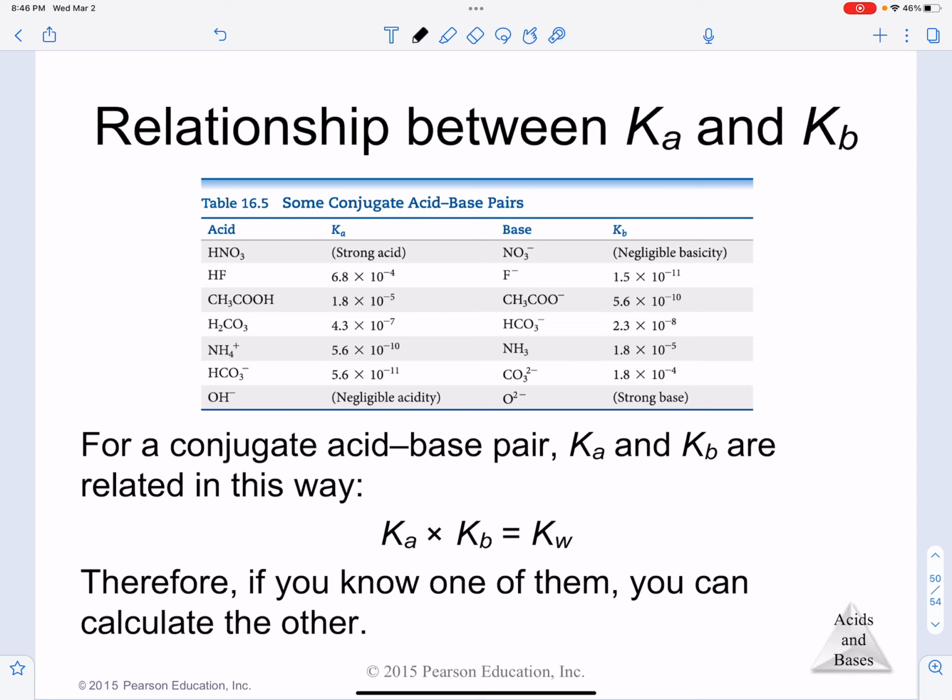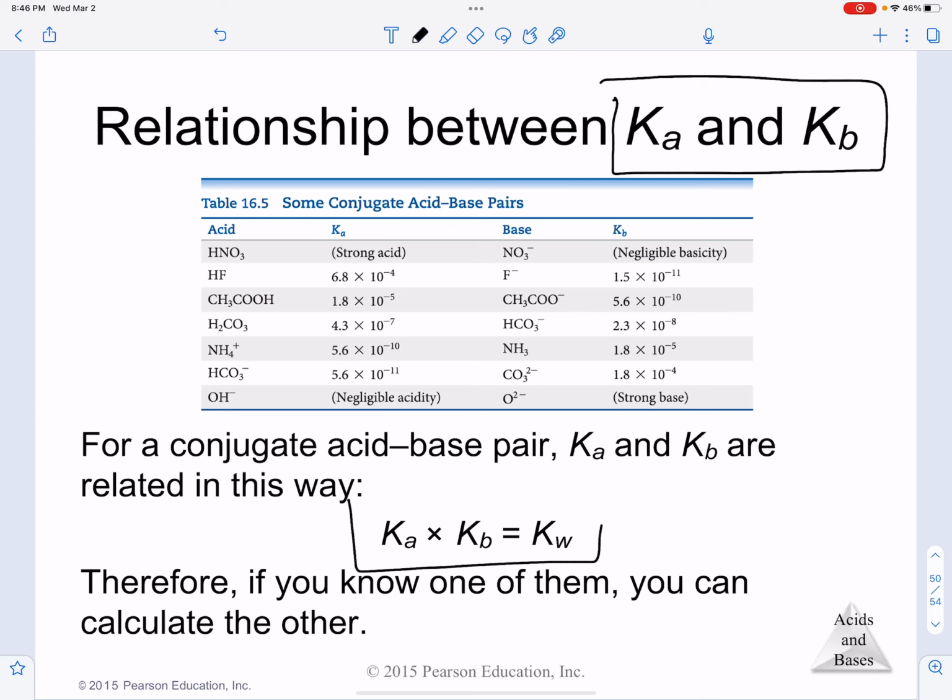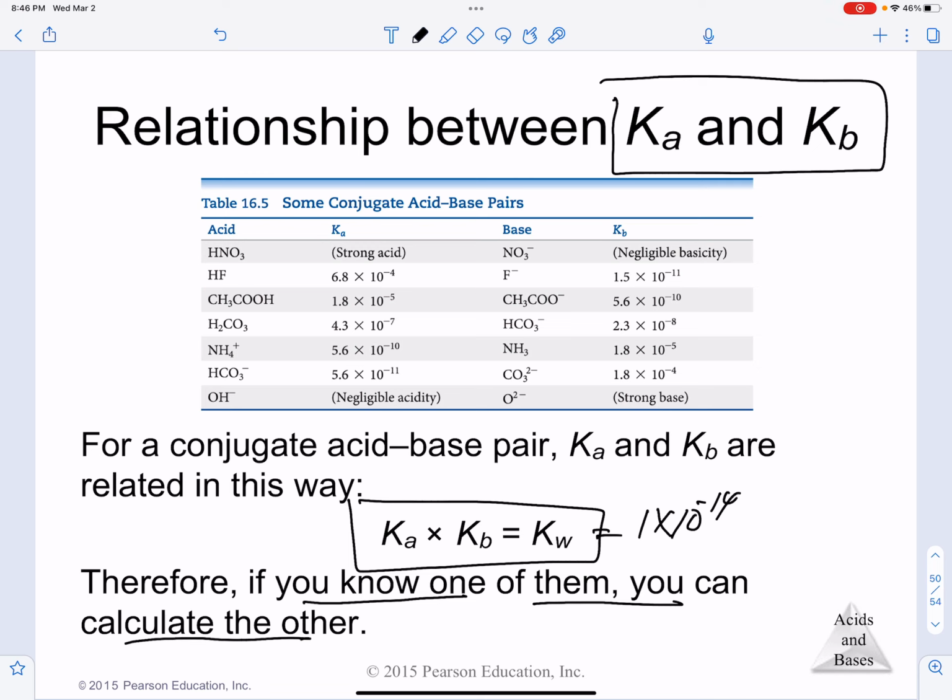And then this is something interesting to know. You can relate Ka and Kb by doing this formula. If you multiply Ka by Kb, you get Kw, which at 25 degrees Celsius is 1 × 10 to the minus 14. So if you know one, then you can find the other one. And you can see it here. Hydrofluoric acid, this is the Ka, this is the Kb, which means that if you multiply this times this, you get 1 × 10 to the minus 14.